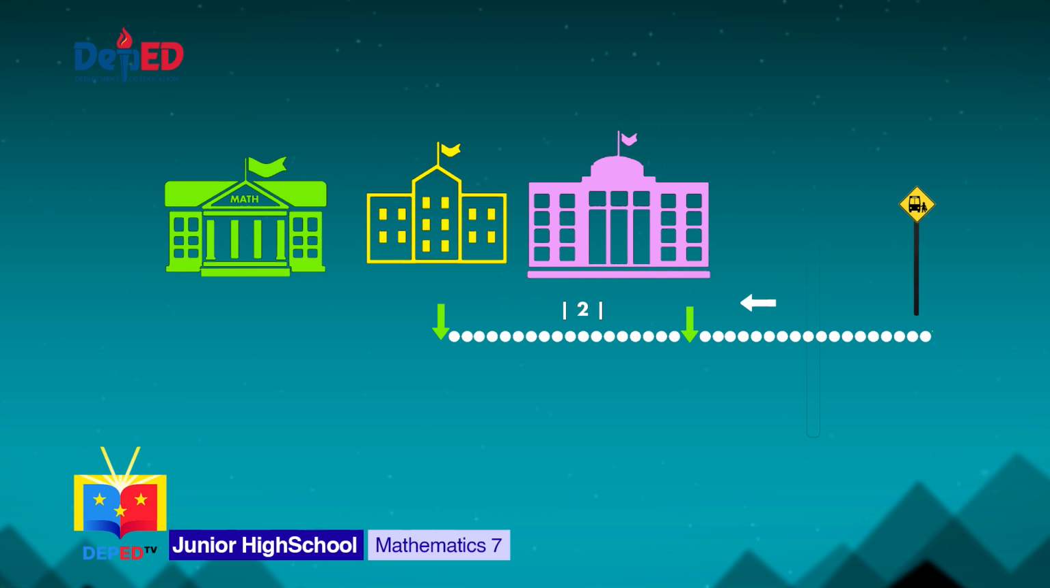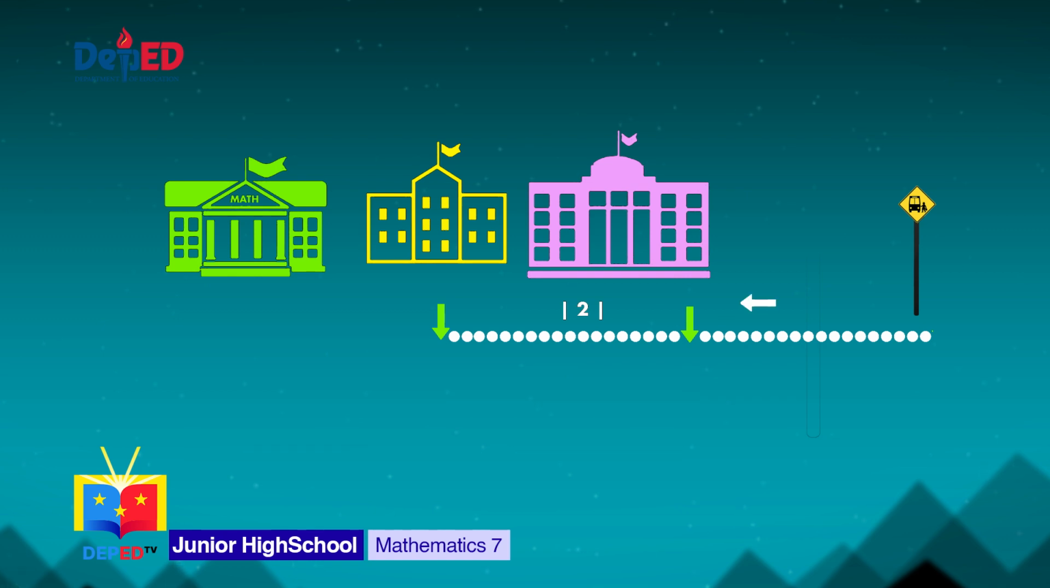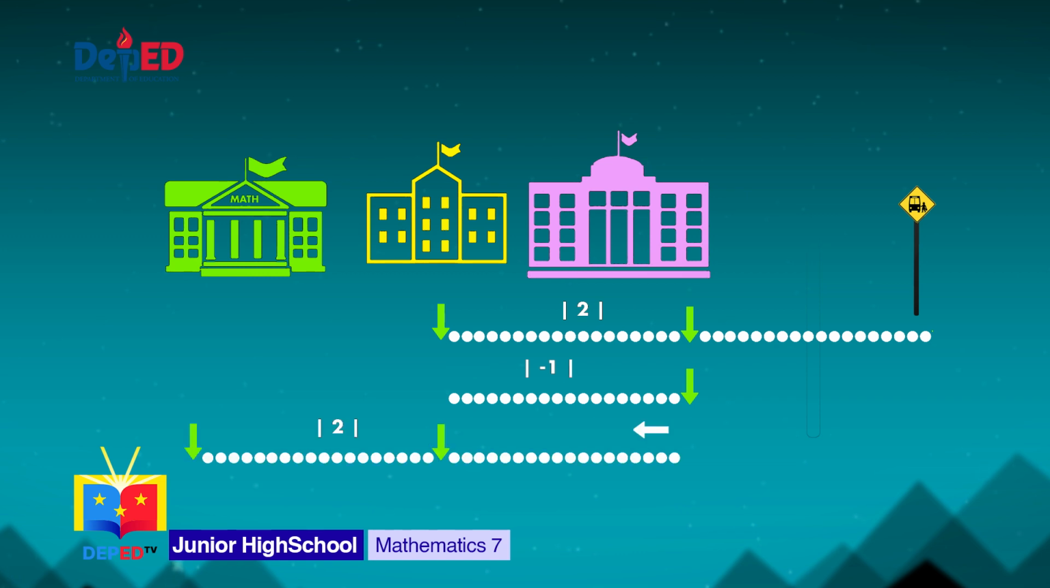By walking 2 blocks forward, 1 block backward, and 2 blocks forward, the absolute value shows how much I actually walked. 2 blocks forward, 1 block backward, and 2 blocks forward, for a total of 5 blocks.